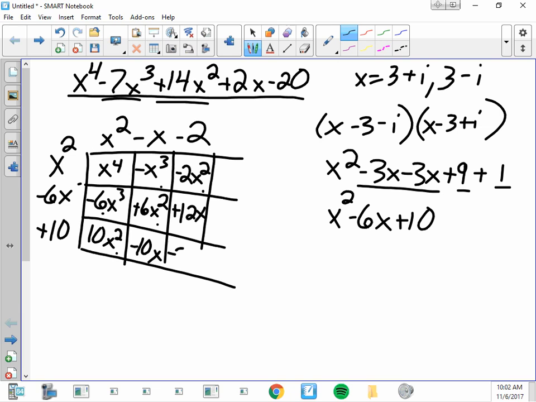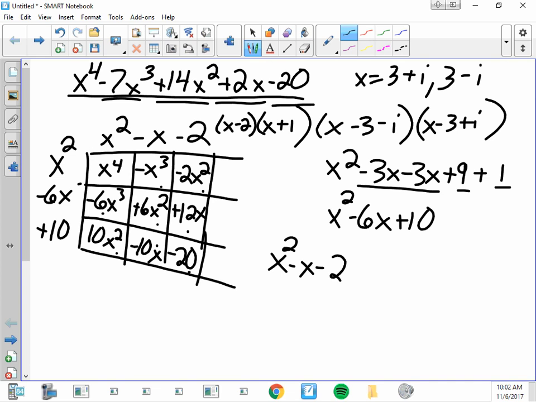and negative 20. This box and this box need to add to be 2, and they do. And this box needs to be negative 20, and it is, so there's no remainder, which we knew, but now we know we did it right. And I'm left with x squared minus x minus 2. Oh, we just did that. So my factors are x minus 2 and x plus 1, and then my roots are 2 and negative 1.